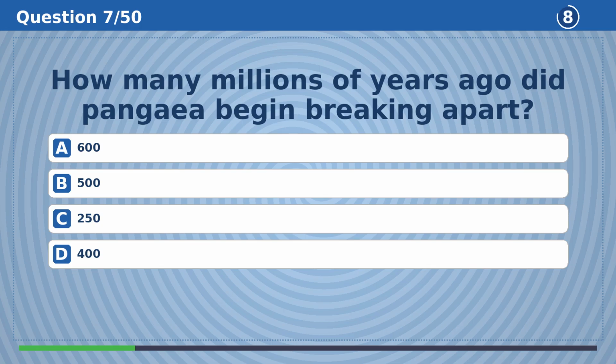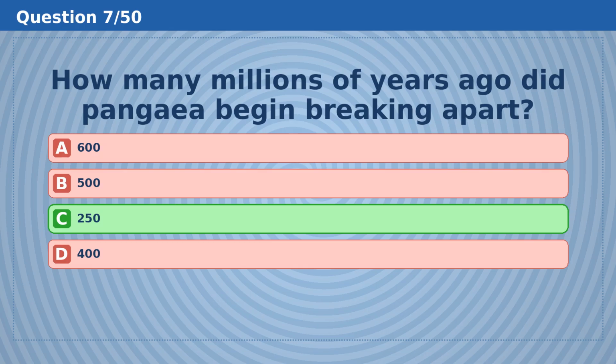How many millions of years ago did Pangaea begin breaking apart? The answer is C, 250.